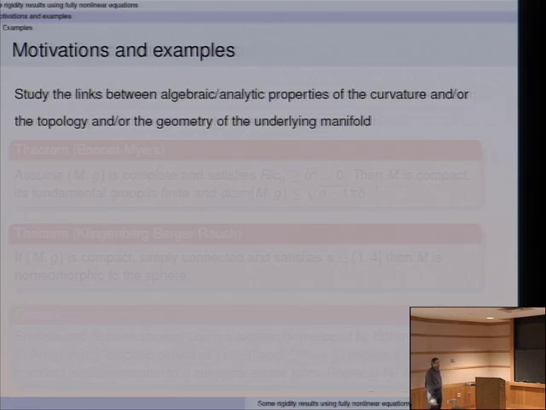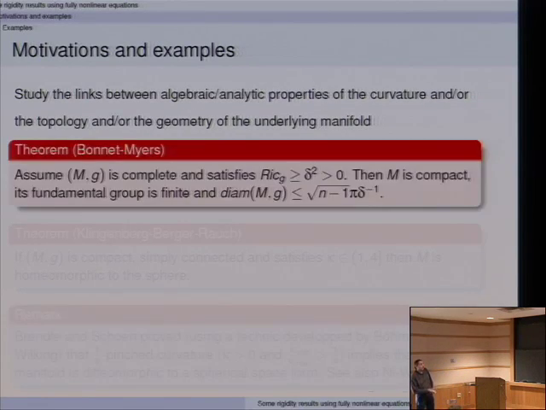The motivation is the study of the links between some algebraic or analytic properties of the curvature and the topology or the geometry of the underlying manifold. So I'm going to give some examples. Maybe the most classical one is the so-called Bonnet-Myers theorem.